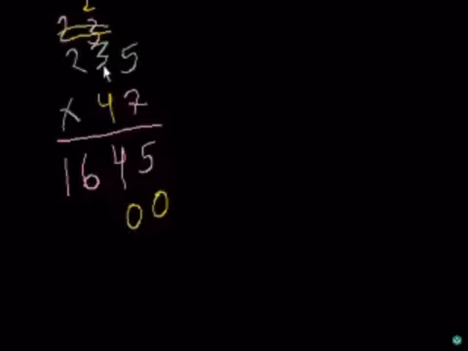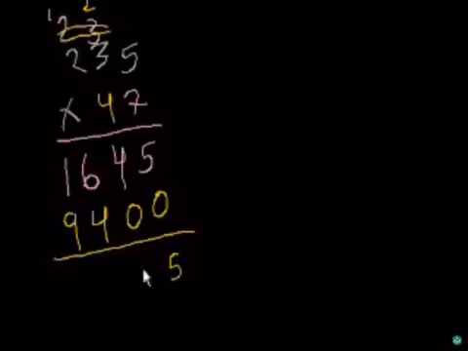4 times 3 is 12, plus the 2 we just carried, which is 14. 4 times 2 is 8, plus the 1 we just carried, so that's 9. And now we just add up everything. 5 plus 0 is 5. 4 plus 0 is 4. 6 plus 4 is 10. Carry the 1. And 1 plus 1 plus 9, well that's 11. So the answer is 11,045.